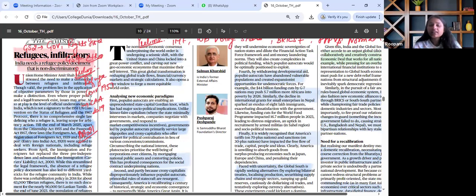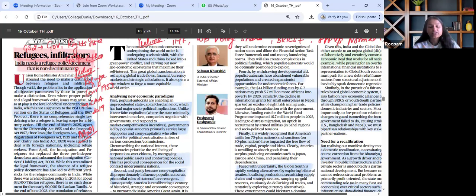From prelims perspective, the arenas that we have to know is about 1951 Refugee Convention and India's non-signatory status, difference between asylum seekers, refugees, and migrants, national legislation with regard to it, such as Foreigners Act, Citizenship Act, and Citizenship Amendment Act of 2019.